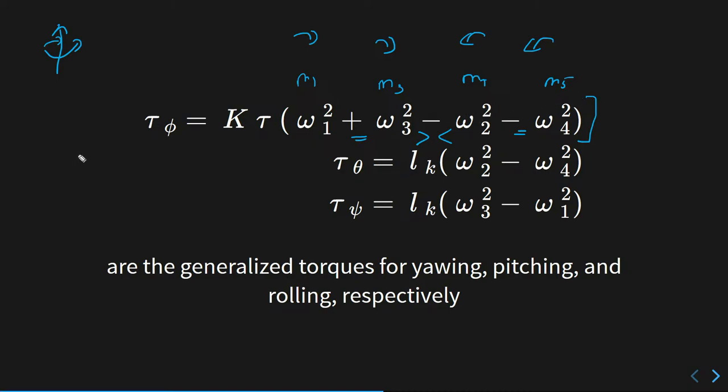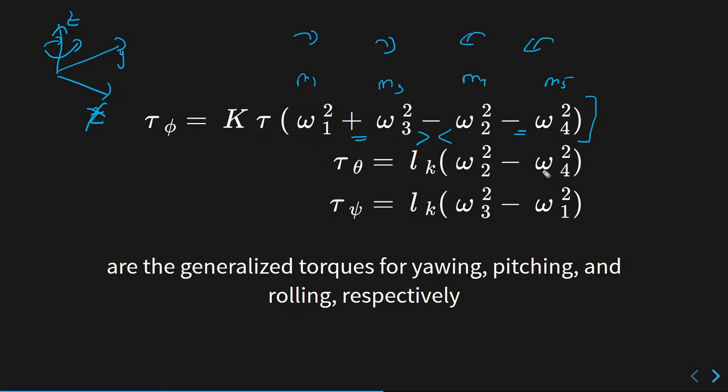Now, if you want it to move across the y-axis, so this is y, this is z, and this would be x. If you want it to move, say, across the y-axis, then you're basically saying that the speed of rotor 2 minus rotor 4.